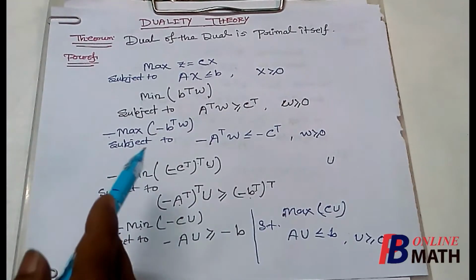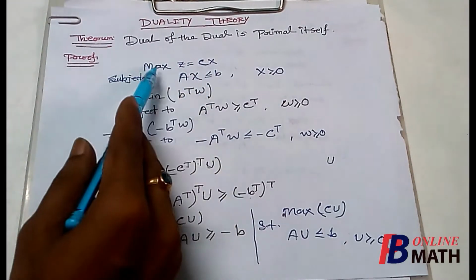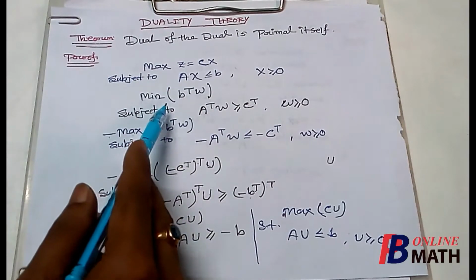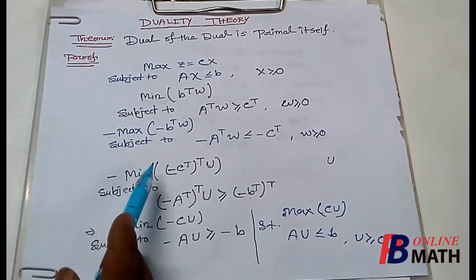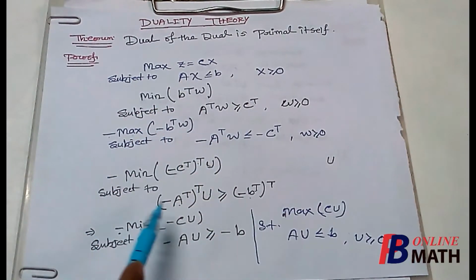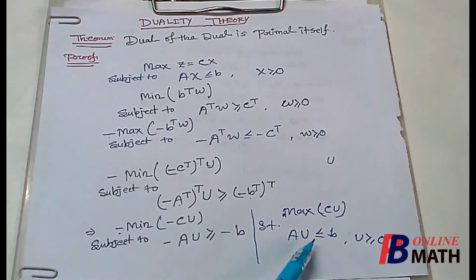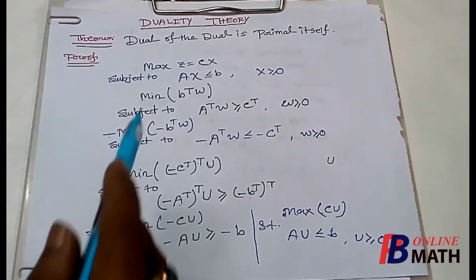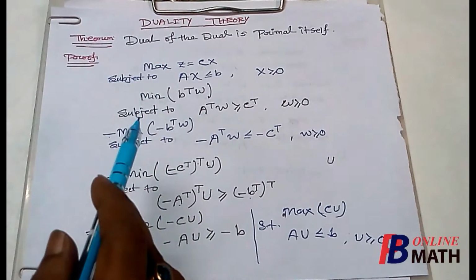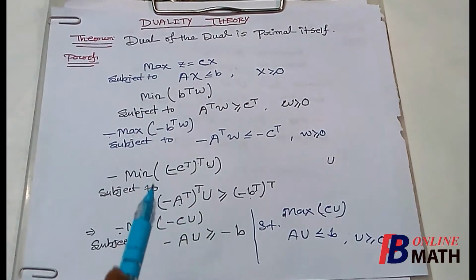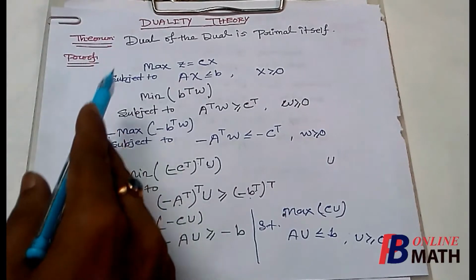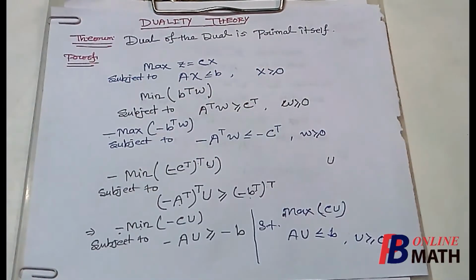So here we have obtained that from the initial primal problem we have taken the dual, and after that we have taken the dual of this dual. So we have got the primal problem itself. Therefore the conclusion is that if we take the dual of the dual of a primal problem, then it becomes the primal itself. So that concludes the theorem that the dual of the dual is the primal itself.